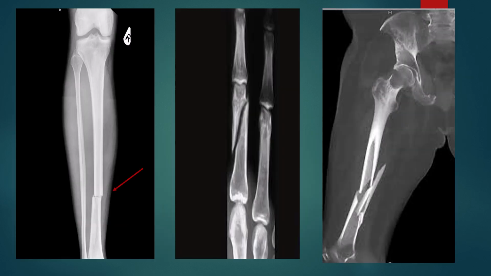Now that we have learned about different classifications of fracture, let us try naming the type of fracture in the first picture. Yes guys, you are right. It is a transverse and displaced fracture. Now, let us name the fracture in the second picture. Yes guys, you are right. It is an oblique fracture.